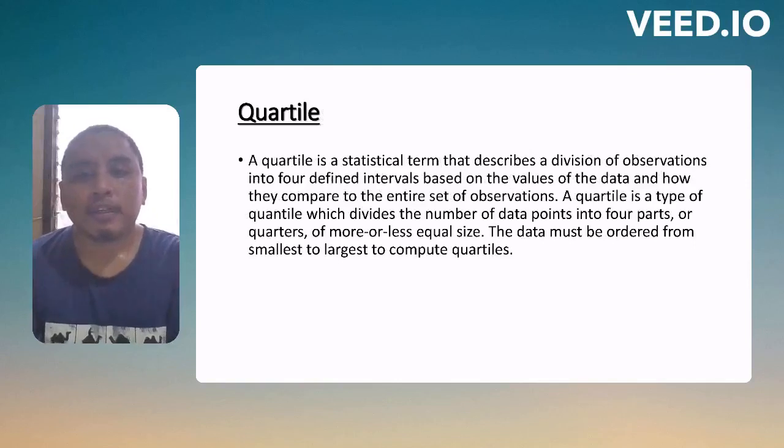Quartile. A quartile is a statistical term that describes a division of observations into four defined intervals based on the values of the data and how they compare to the entire set of observations. A quartile is a type of quantile which divides the number of data points into four parts or quarters of more or less equal size. The data must be ordered from smallest to largest to compute quartiles.